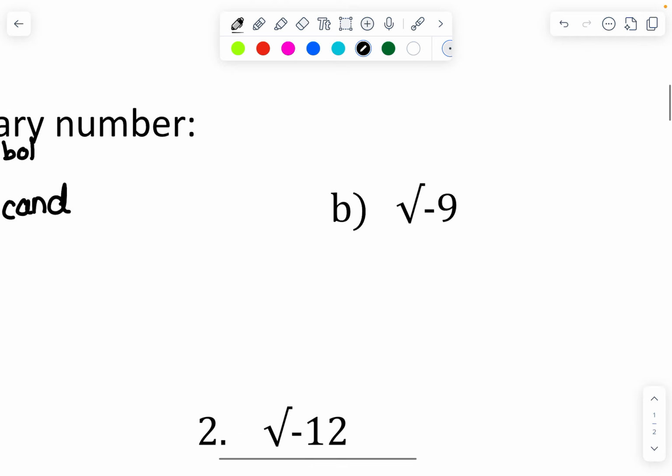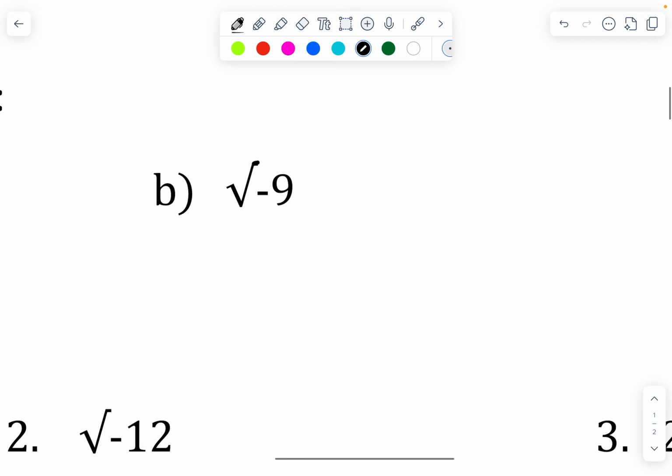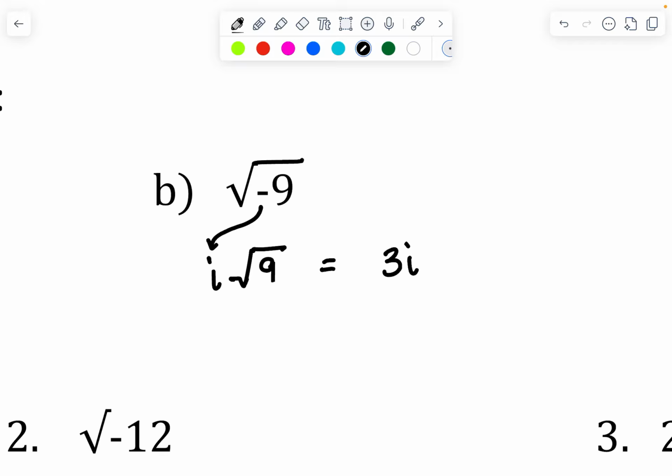Part B. The square root of negative 9. Pull out that negative first, call it an i. You have square root of 9 in your radicand, but the square root of 9 is 3. So your final solution is 3 times i.